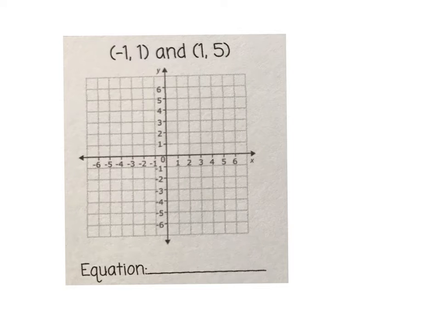So our first problem looks like this, and I said the first thing we want to do is go ahead and plot our points. So at -1, 1, here's my first point, and at 1, 5, there's my second point. Okay, and I'm going to go ahead and just sketch a line. It doesn't have to be perfect, I got off just a little bit, but it's good enough.